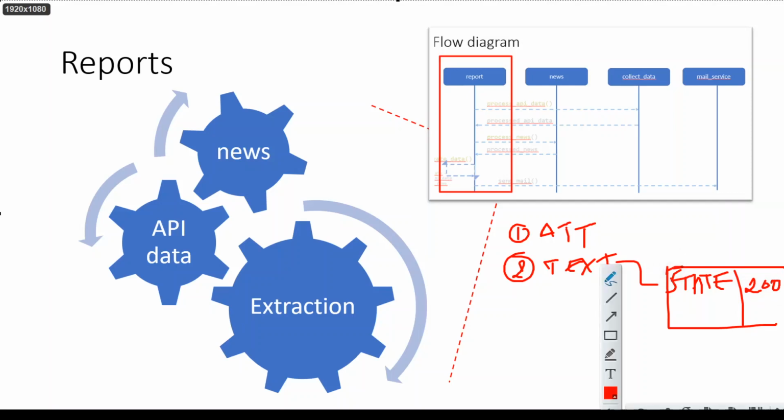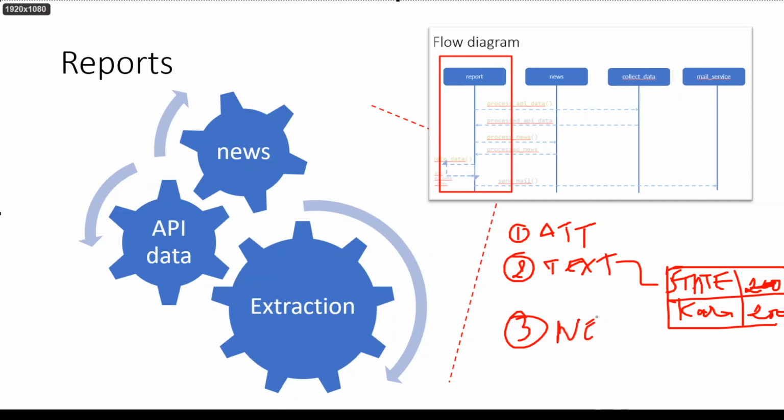So it will have a state name, say Karnataka, and then it will have 200. It will look something like this. And the third point is that it will also contain the news. So this is the content of the mail.